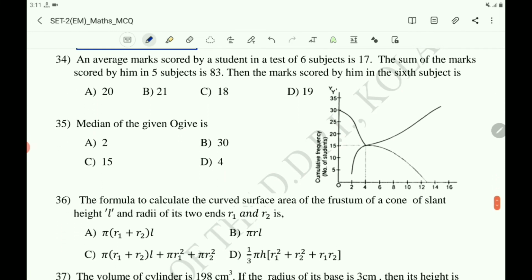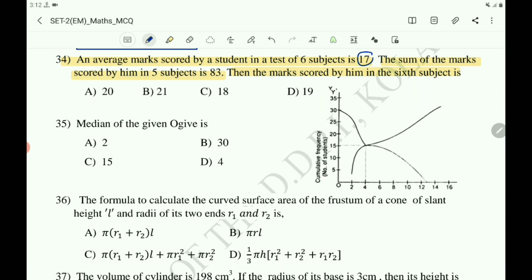Then take question number 34. The average mark scored by a student in a test of 6 subjects is 17. The sum of the marks scored by him in 5 subjects is 83. Then find the marks scored by him in the 6th subject. This type of question was also solved in the previous videos. Let us take the 6th subject as x6.